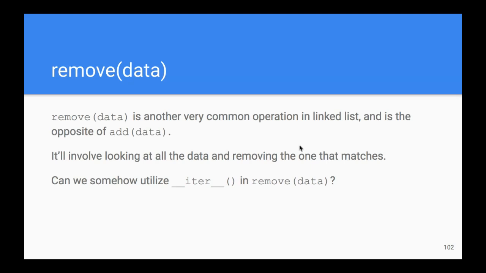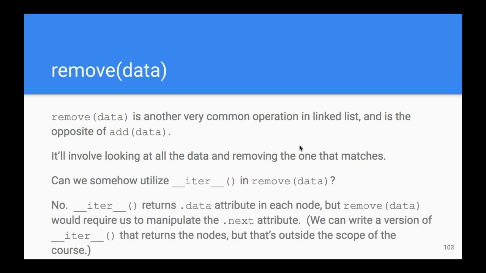So whenever we think about looking at all the data in the data structure, we should think, okay, can we again use the dunder iter in removing data? Oftentimes the answer was yes, but in this case it was no, because if you recall, dunder iter gives us the data attribute in each of the nodes.